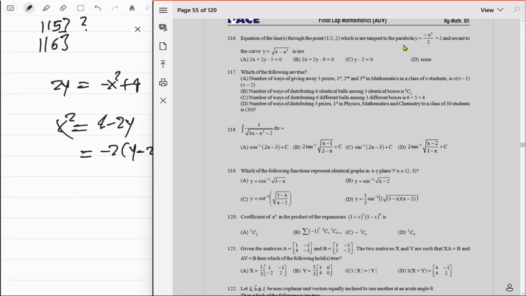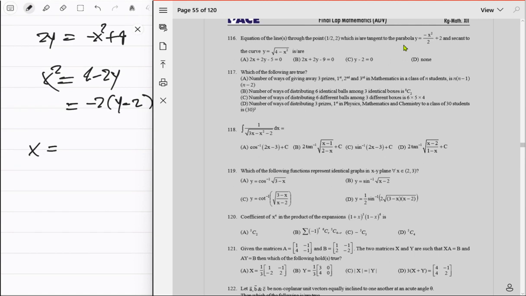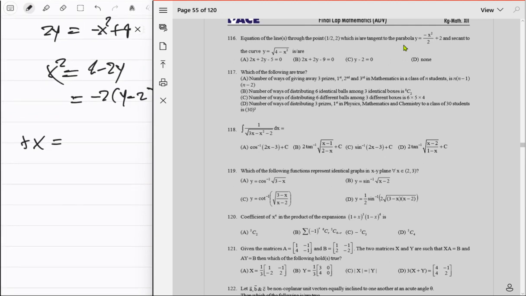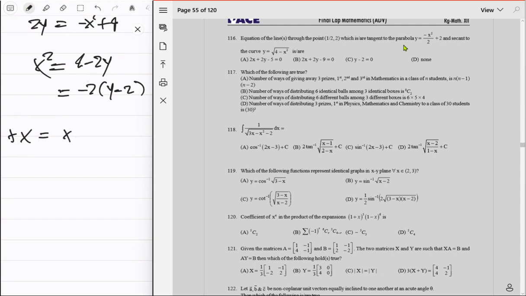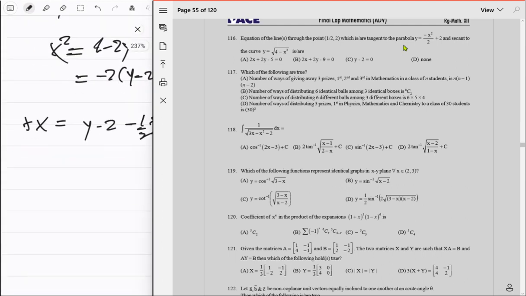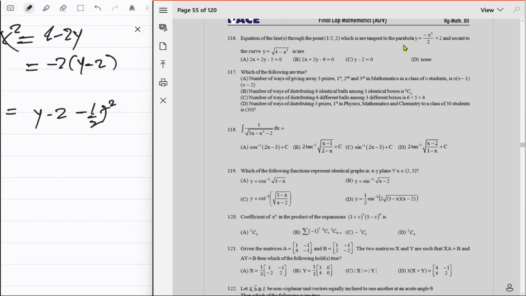So what happens is, x² = -2(y - 2) has the form y - k = t x plus a t², where in this case x is y - 2. With a = -1/2, we get -1/2 t². Here t is just m itself, so m comes in, and the constant is 1/2 m².